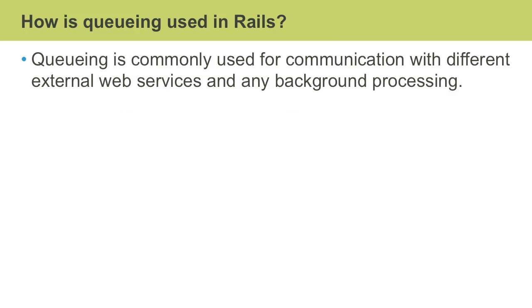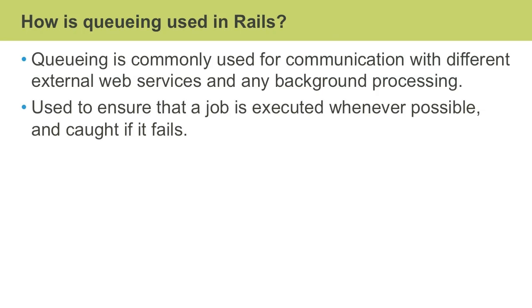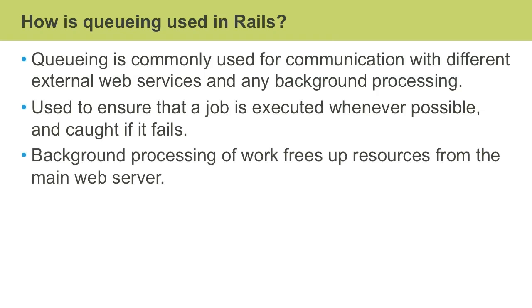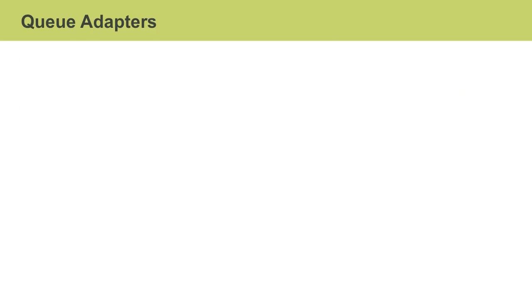Queuing is commonly used for communication with external web services, like MailChimp or Mandrill, and for any other sort of background processes, like resizing an uploaded image. It also ensures that if we want to send an email and our mail service is down, it will queue up that job and execute it at the next available time. We also want to use background processing since our web server should primarily use its resources to respond to requests rather than doing processing itself.